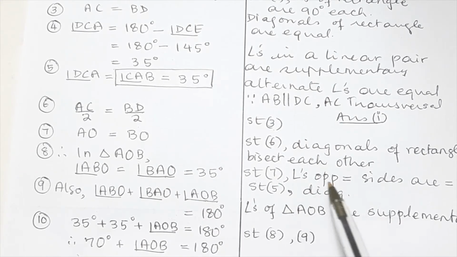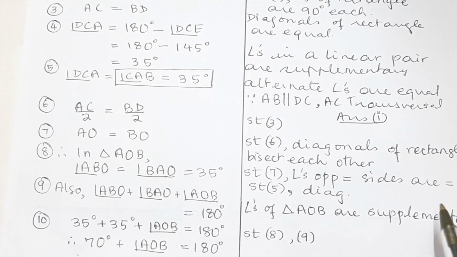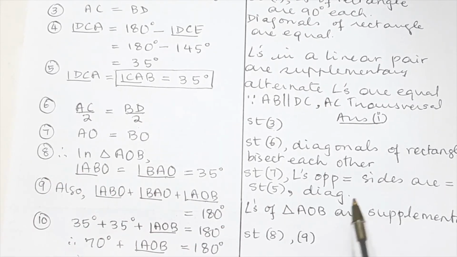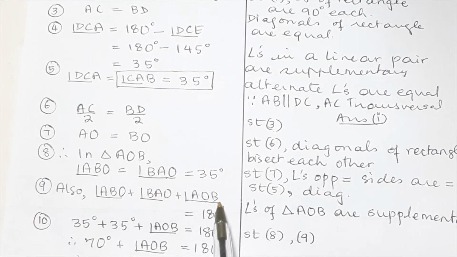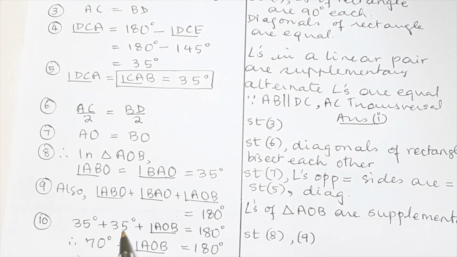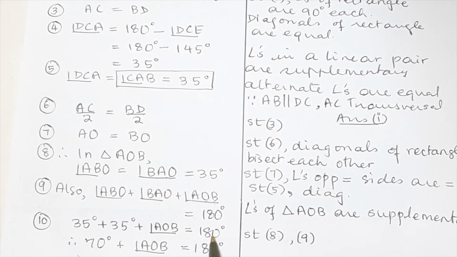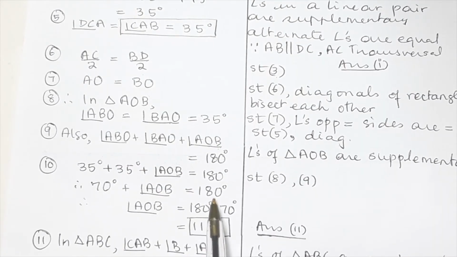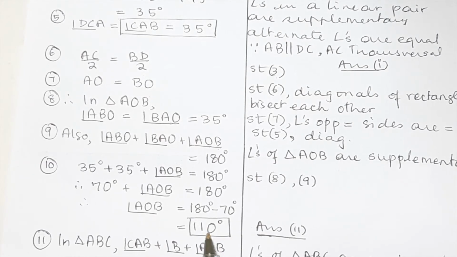From statement 7, as angles opposite to equal sides are equal, and also from statement 5, which says these two angles are 35, and the diagram. Then we will talk about the 3 angles of triangle AOB being supplementary. We write equal to 180 degrees. And so we substitute 35 and AOB equal to this. And so we will have 70 degrees plus AOB equal to 180 degrees. So AOB turns out to be 180 degrees minus 70, which is 110 degrees. And that's our answer 2.